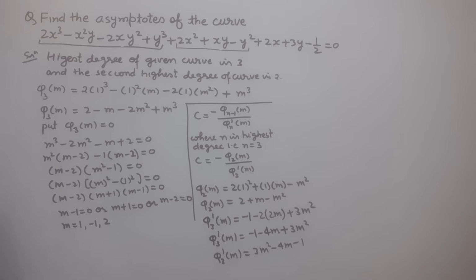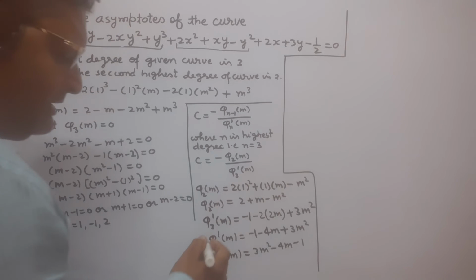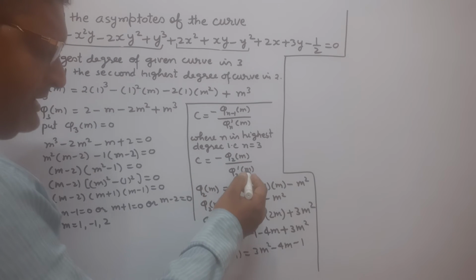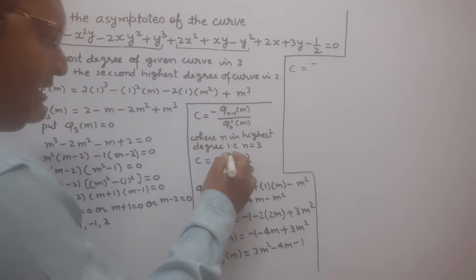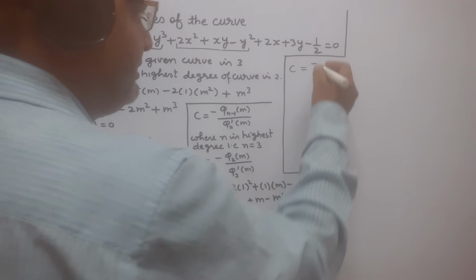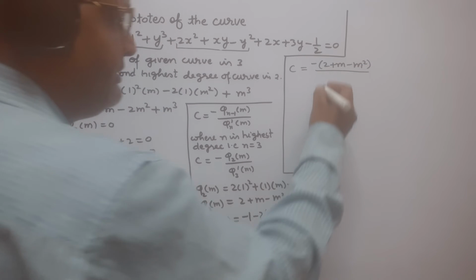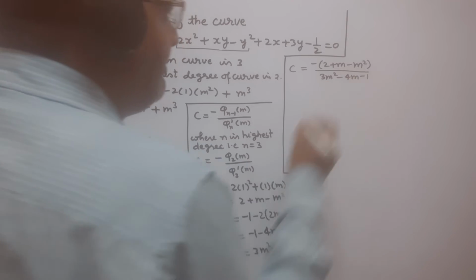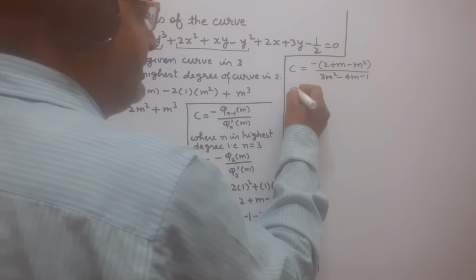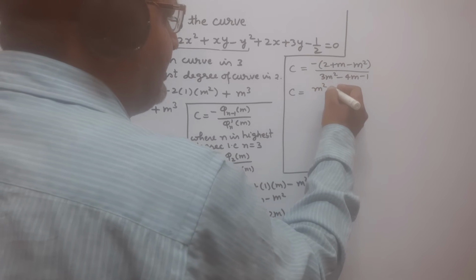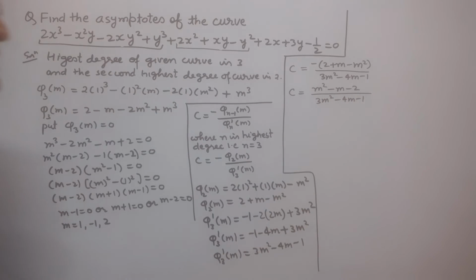Now we find the value of c. So put here the value of phi 2m and phi 3 dash m in the above formula and get what is c. So c is equal to minus phi 2m. Phi 2m we can see here, this is 2 plus m minus m square, divided by phi 3 dash m, which is 3m square minus 4m minus 1. If we take a common minus from the numerator, this minus will become plus, and so this is m square minus m minus 2 divided by 3m square minus 4m minus 1.